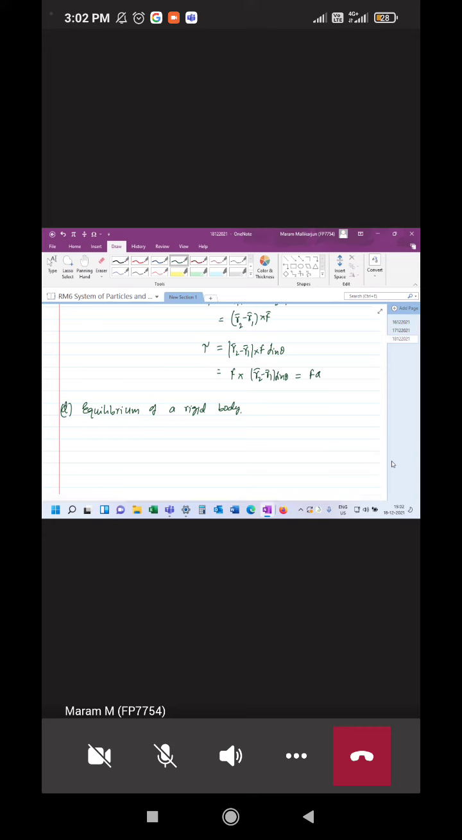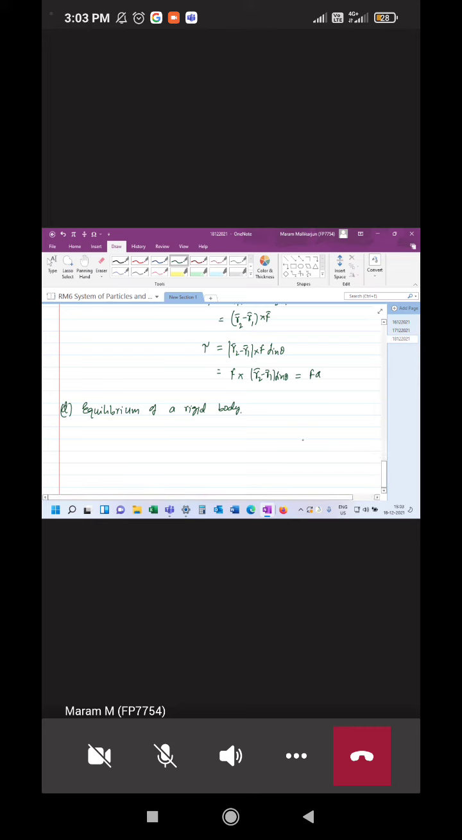So, equilibrium of a rigid body. What does that mean? We have learnt earlier the equilibrium of a particle. Equilibrium of a particle means net force equal to 0. When it comes to a rigid body, when a force acts on it, it can translate as well as rotate, depending on where you apply the force.